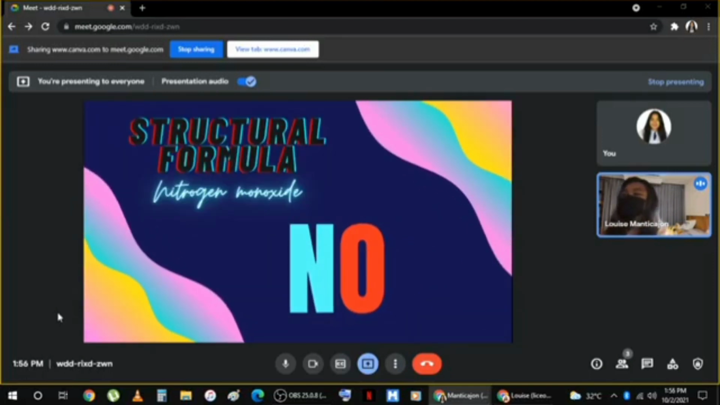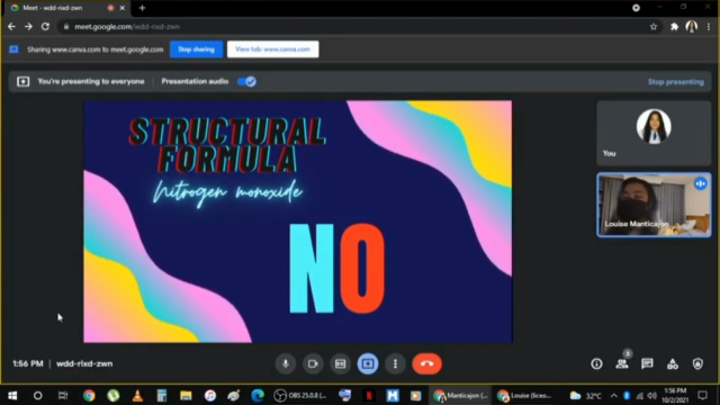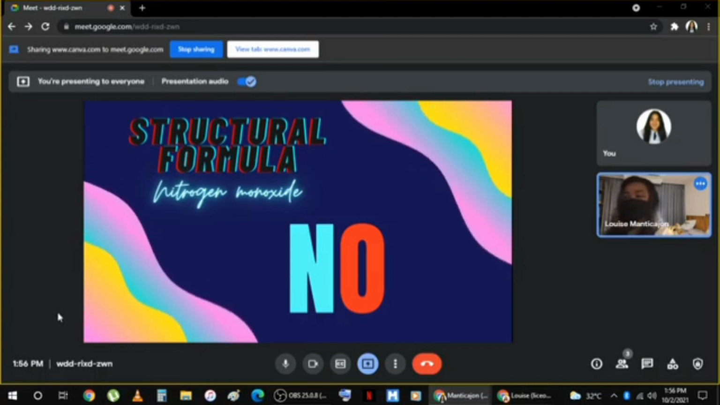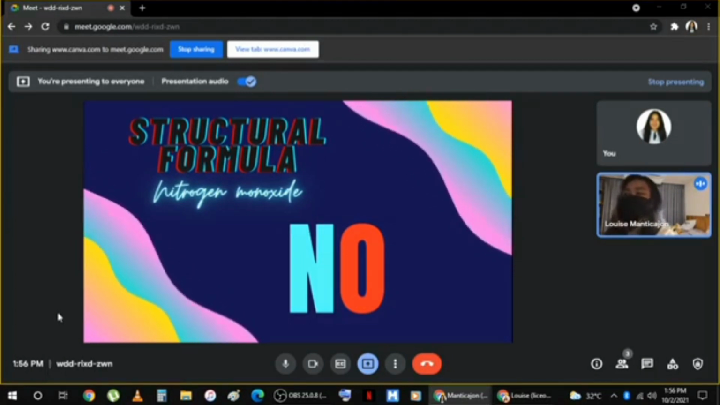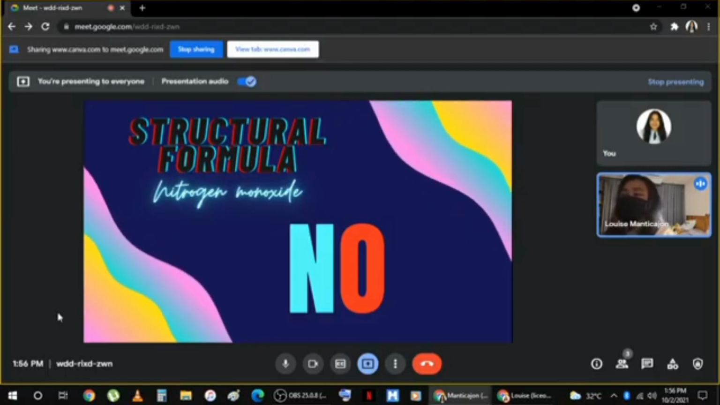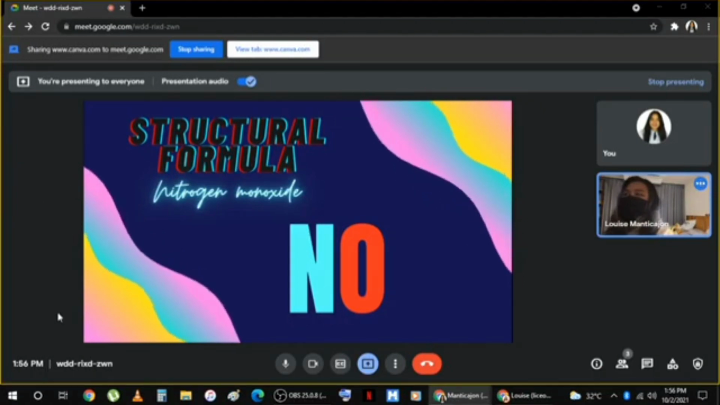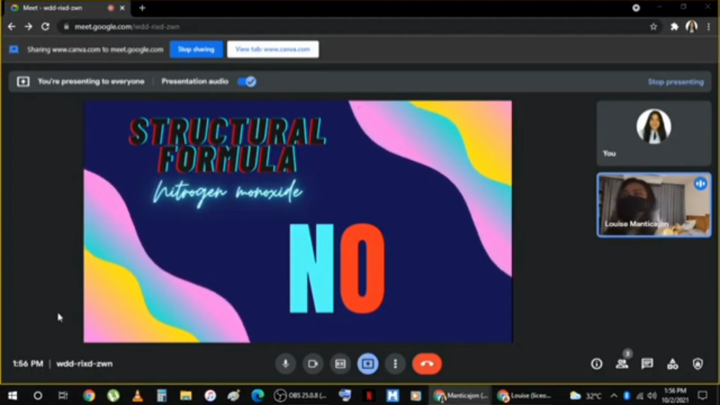Now, how do we write the structural formula? We have nitrogen and monoxide, which stand for nitrogen and oxygen. Their value is only 1, which means that the only thing we need to write is their symbol, which is NO. And that's it. That's our structural formula.